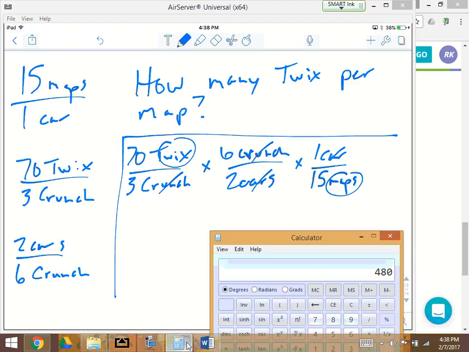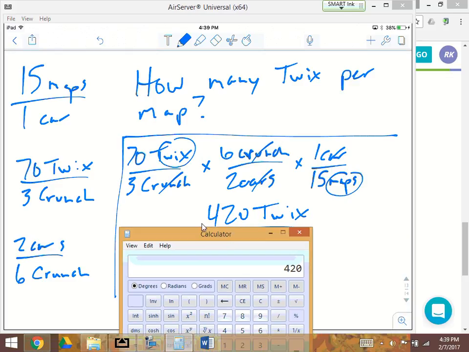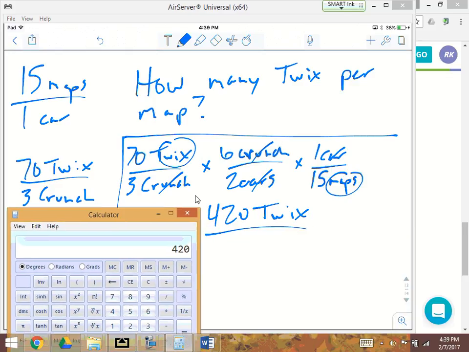Now I'm just going to multiply my numerator, so I have 70 times 6 times 1. So that's just 420. So I have 420 Twix. But that's total. And remember, I have 3 times 2 times 15 still. So 3 times 2 times 15. That's going to be 90 maps. And I want to just do per one map. So we're just going to divide by 90. So I'm going to take 420 divided by 90.